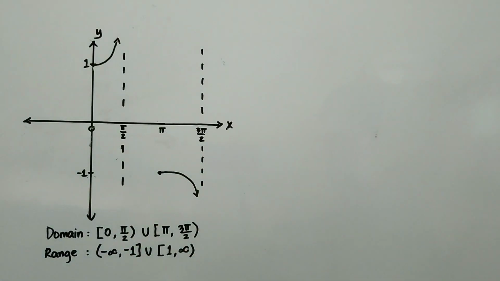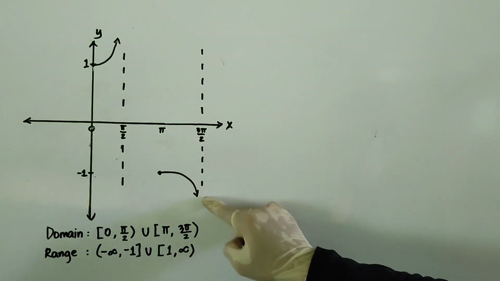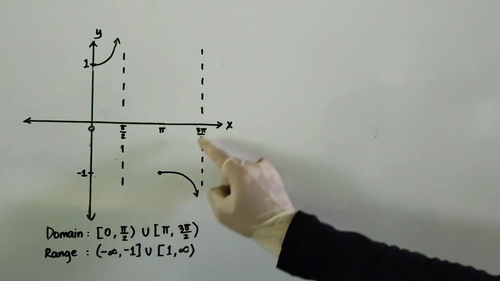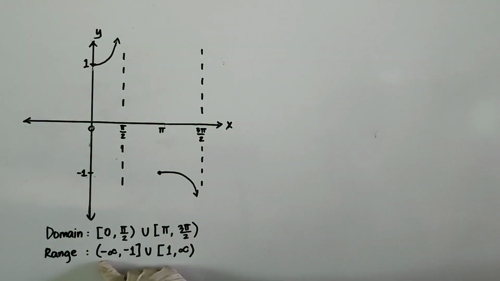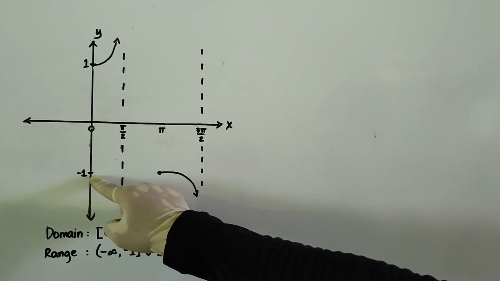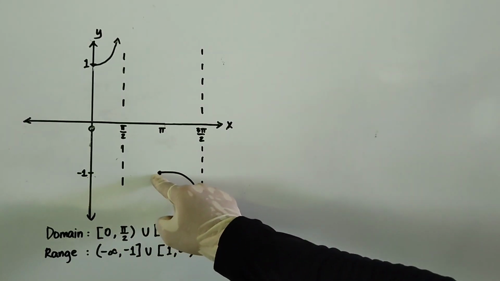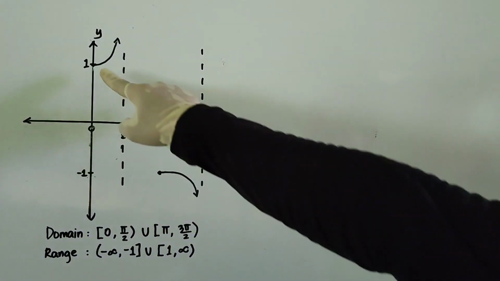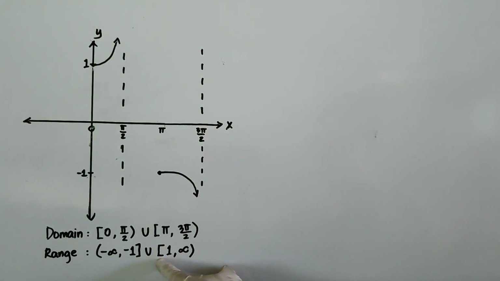Union with the second set of our domain. The second set is from pi until 3 pi/2. The pi is included, bracket. 3 pi/2 is not included because this is an asymptote, so this is parentheses. For the range, since this will extend downward, that is from -infinity until -1. That's why we have parentheses for -infinity, and bracket at -1, because -1 is part of our range. And for the second set, that is from +1 going up, from +1, bracket, until +infinity, parentheses.